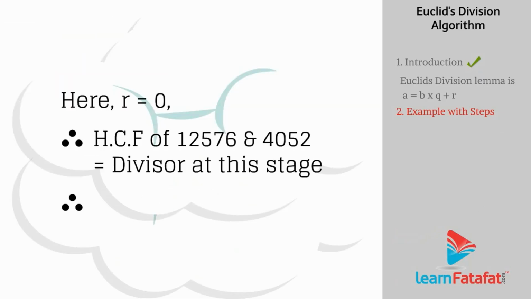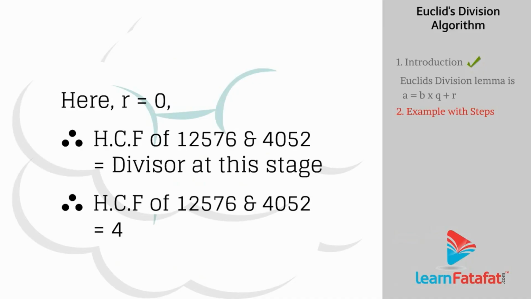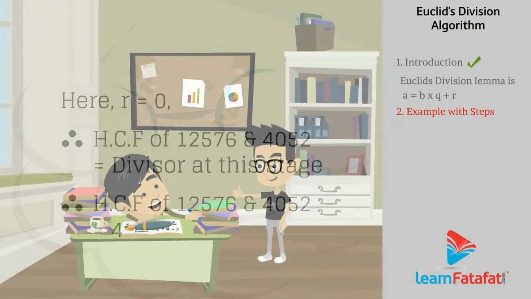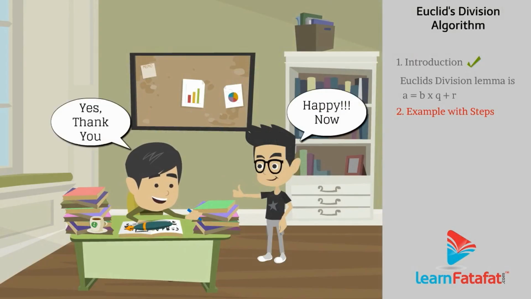Here r is equal to 0. Therefore, HCF of 12,576 and 4,052 is equal to the divisor at this stage. Therefore, HCF of 12,576 and 4,052 is equal to 4. These are the steps to apply Euclid's division algorithm in finding HCF of two positive integers, a and b.